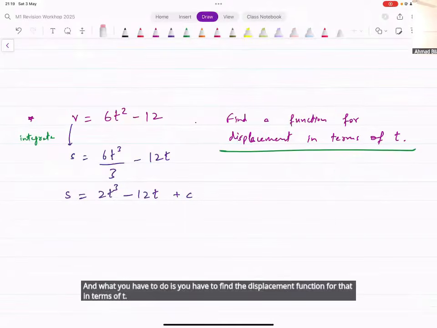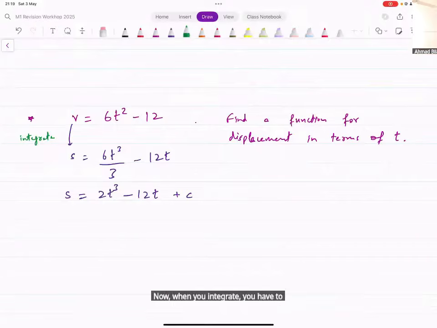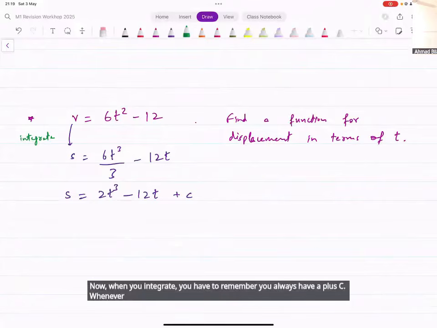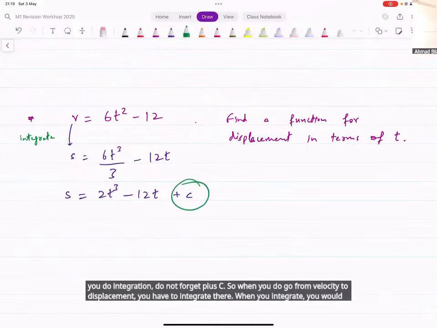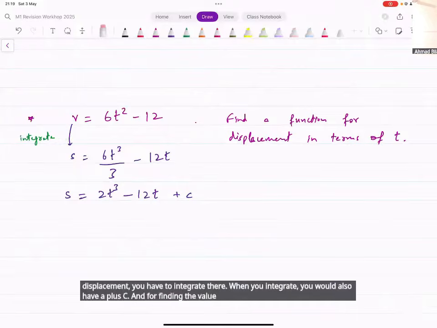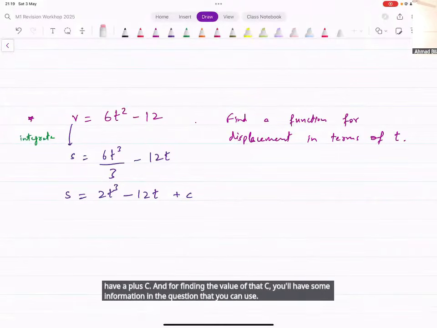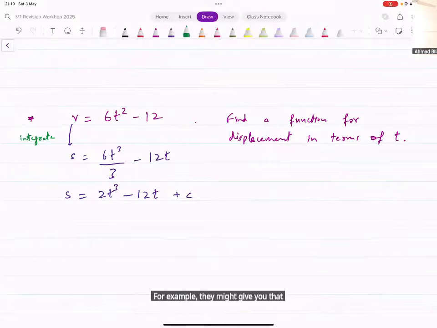Now, when you integrate, you have to remember you always have a plus c. Whenever you do integration, do not forget plus c. So when you go from velocity to displacement, you have to integrate there. When you integrate, you would also have a plus c. And for finding the value of that c, you'll have some information in the question that you can use. For example, they might give you that at time 0, displacement was 0.